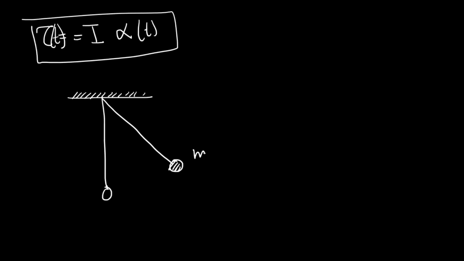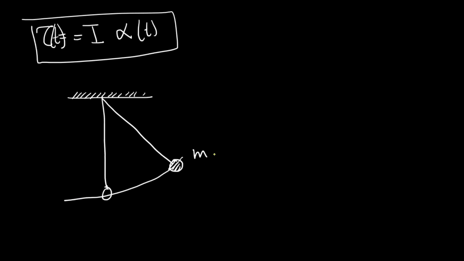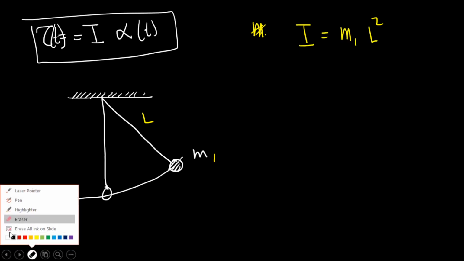There is a mass, and it is rotating in a circle. And what is the moment of inertia of a single mass m with the radius L? We know it. Sorry, the moment of inertia is mass into L square. This is the moment of inertia, which we derived last time.